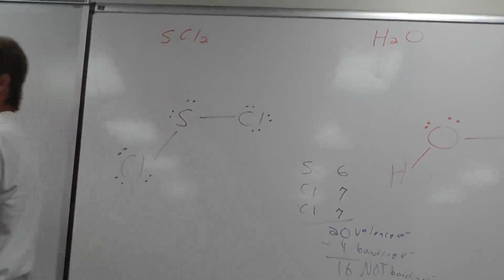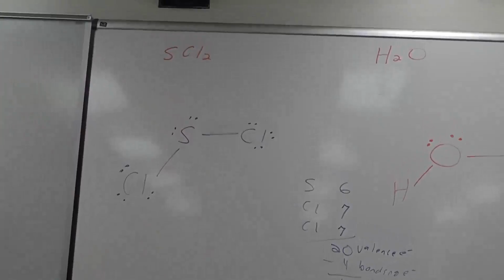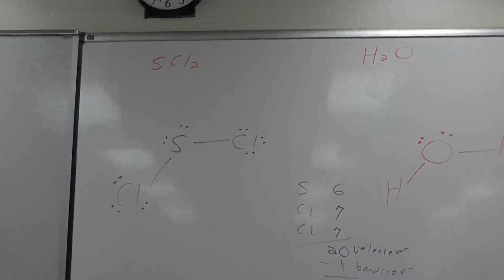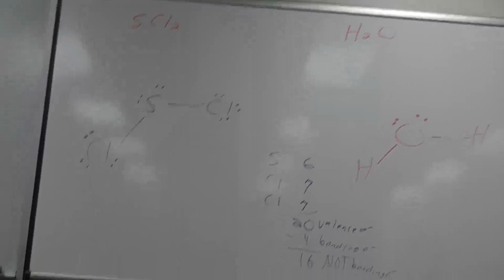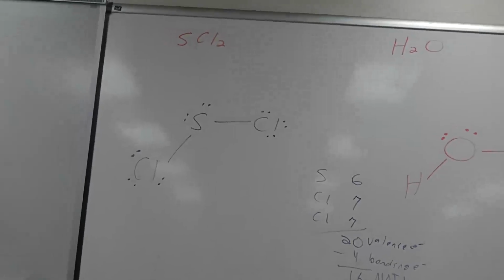And this is what you should do. Count your dots, count your bonds, make sure everybody's got what they're supposed to have. Once you have your drawing, you run it through that chart. You check your octets and you check your preferred number of bonds.